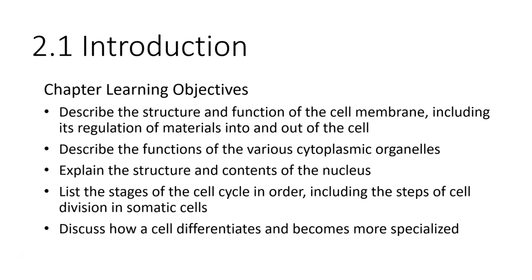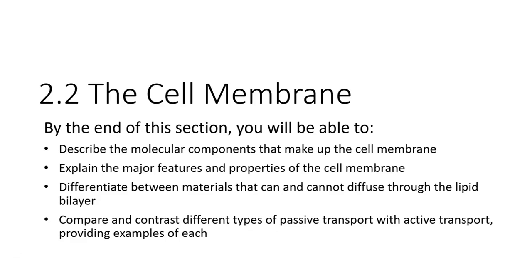We'll talk about the cell cycle and steps of cell division in our somatic cells. So somatic cells are the ones that are not gametes, the sperm and egg cells. And then we'll talk about cellular differentiation, how we get super specialized cells for different tissues and different organs. This video, we're just going to focus on the cell membrane. The other videos will cover the other sections of the chapter.